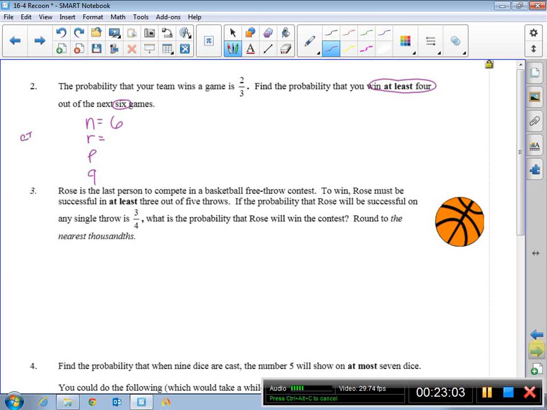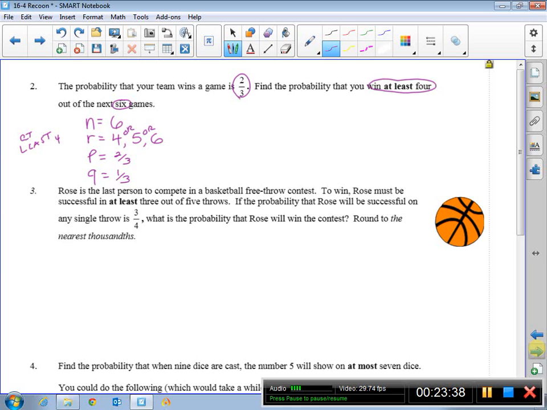So at least 4. 4 is the least, so they get bigger. 4, 5, and 6. We don't go past 6 because we're only playing 6 games. And of course it's I win 4 games or 5 games or 6 games. The probability that we win is 2/3, not win, 1/3. So setting this one up, hopefully you're doing well.